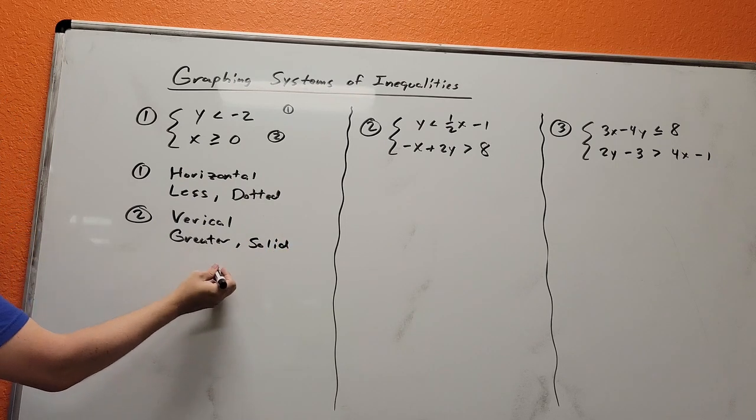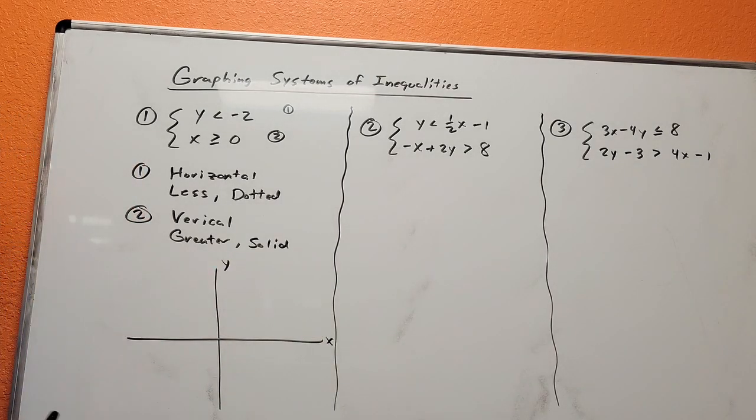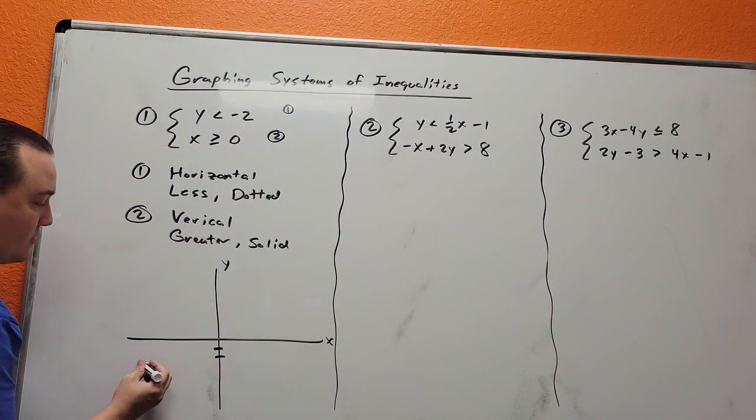So with that information, we can graph it. And I don't shade until the very end. Some of you might, that's okay. So y equals -2 is down here, and it is a dotted line through that.